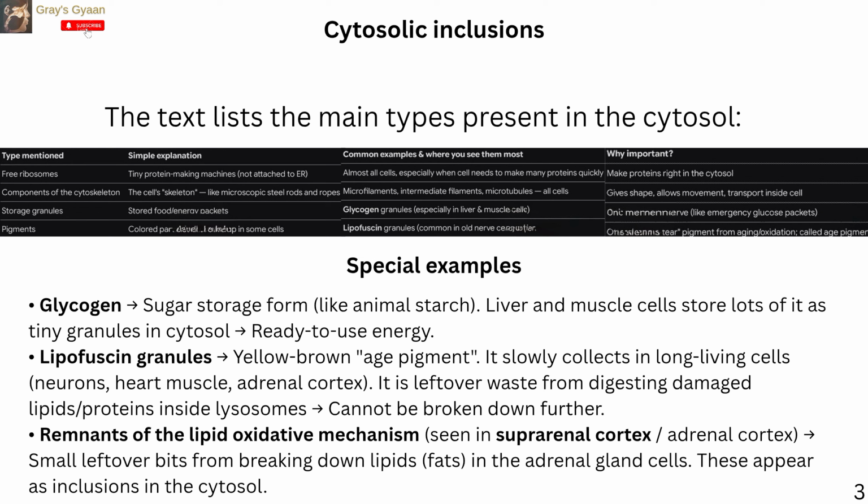Remnants of the lipid oxidative mechanism, seen in suprarenal cortex or adrenal cortex, small leftover bits from breaking down lipids, fats. In the adrenal gland cells, these appear as inclusions in the cytosol.